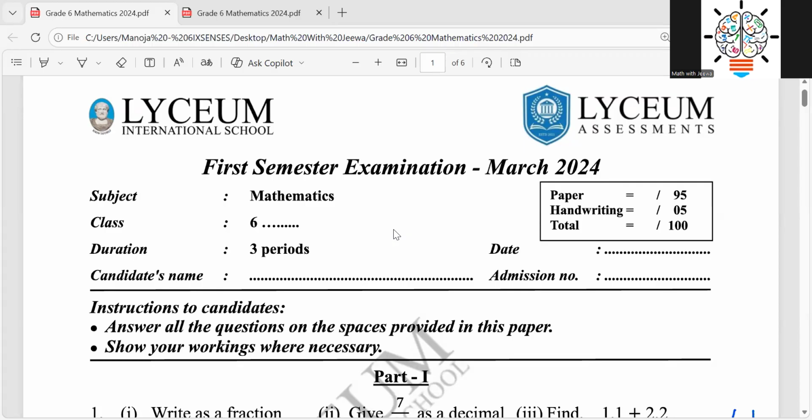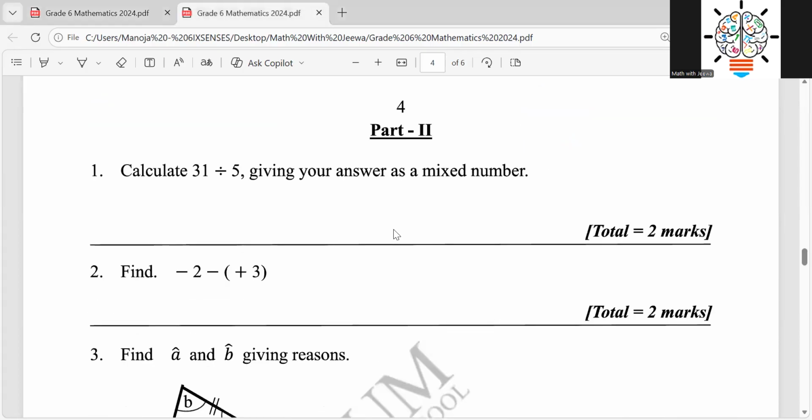Hope all of you have watched the previous video where I discussed part 1. And today in this video, I'm planning to discuss part 2. Right? Can you remember in the previous video I mentioned that when it comes to part 2, you want to think about the number of marks they have allocated and they have given you enough space to do the steps. So whenever necessary, you want to show all of your steps.